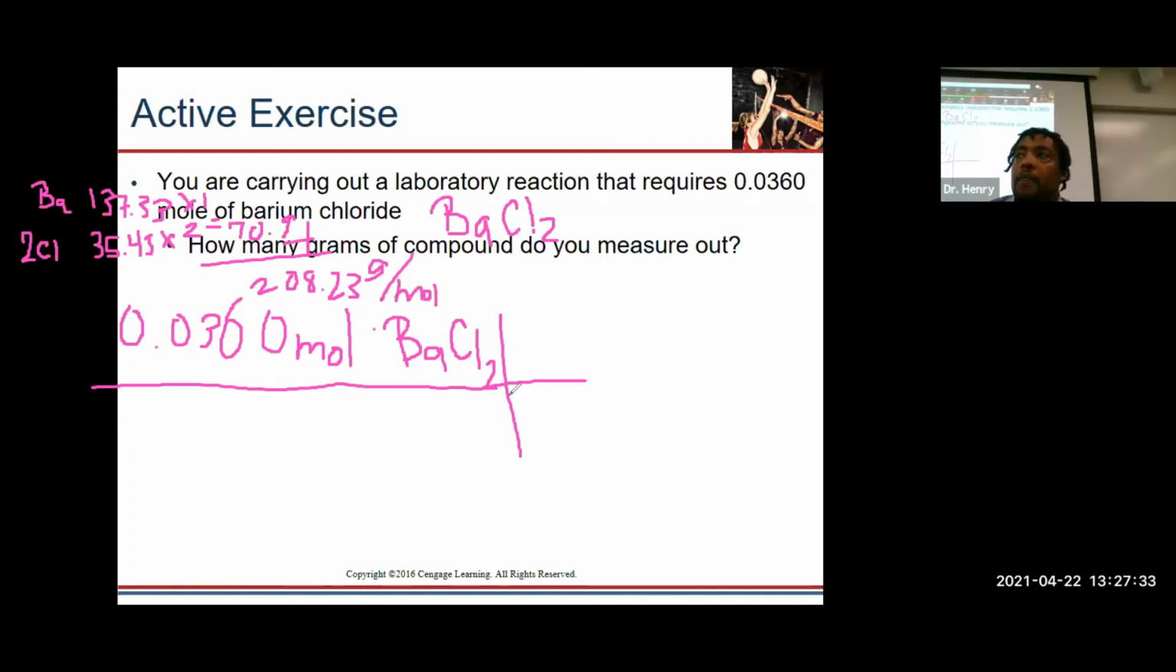So I want to get rid of the mole. In this case, I want moles on the bottom, so I have 1 mole.